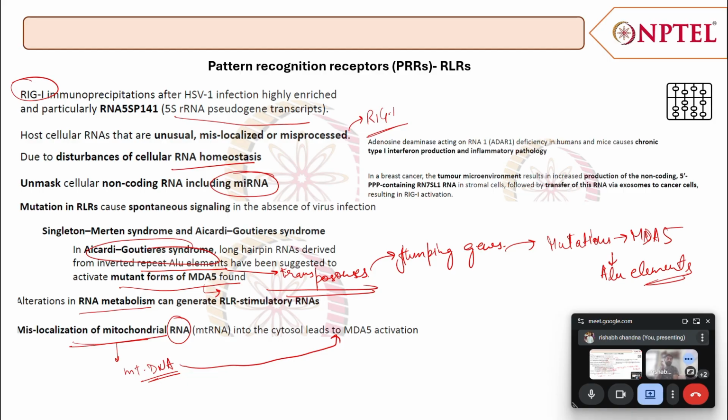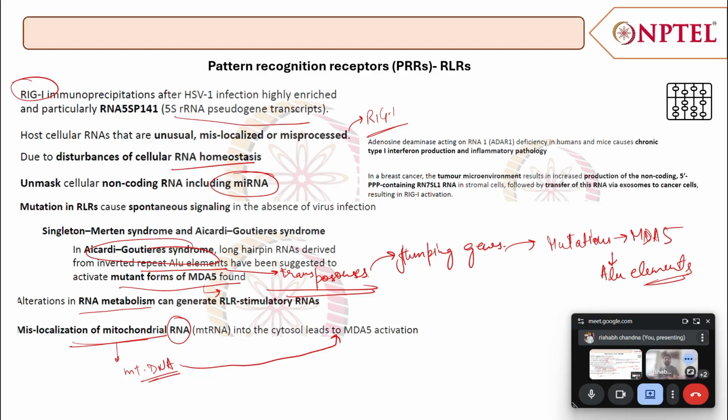Okay, so then adenosine deaminase acting on RNA 1 deficiency in humans and mice causes chronic type 1 interferon production and interferon-related inflammatory pathology. Okay, so this also is associated with the RIG1 and MDA5 signaling as well.